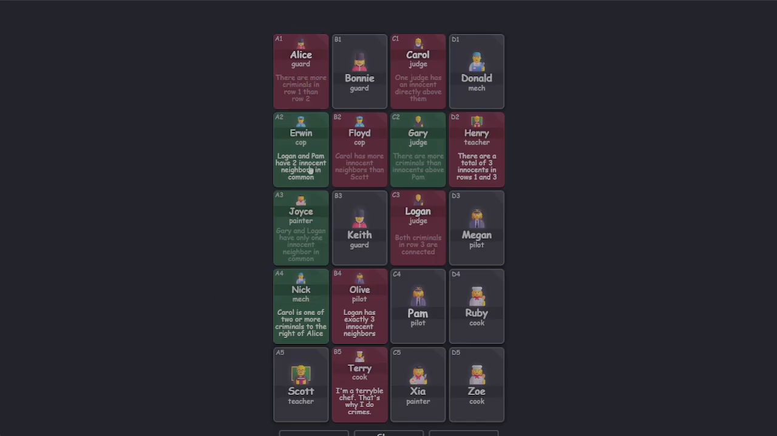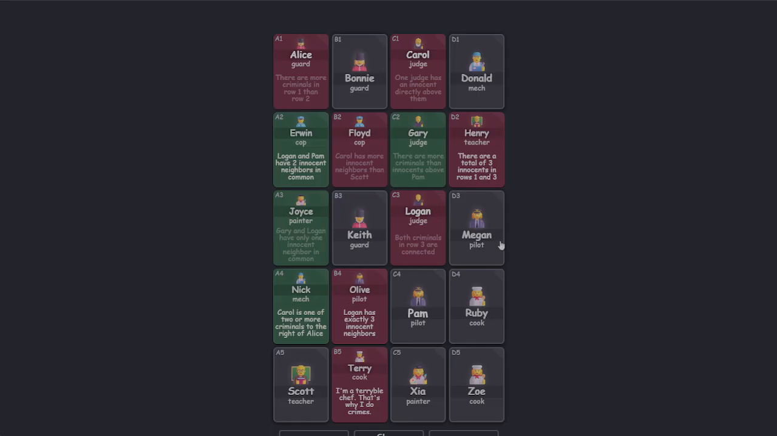Logan and Pam have 2 innocent neighbors in common. And we know that one of them is going to be Keith or Megan. The neighbors that they have in common are Keith, Olive, Megan, and Ruby.